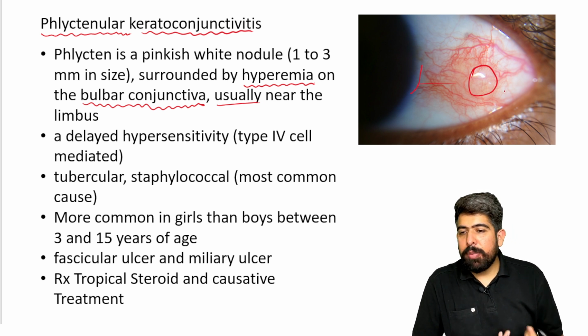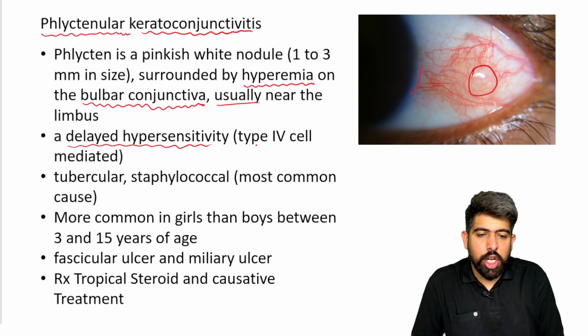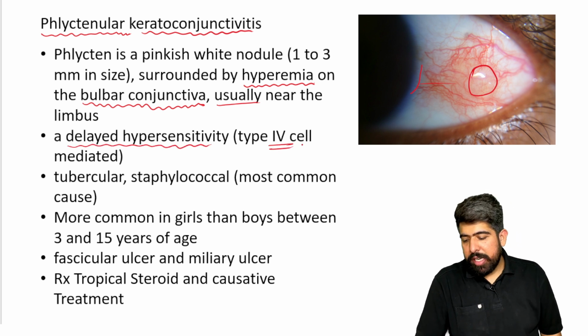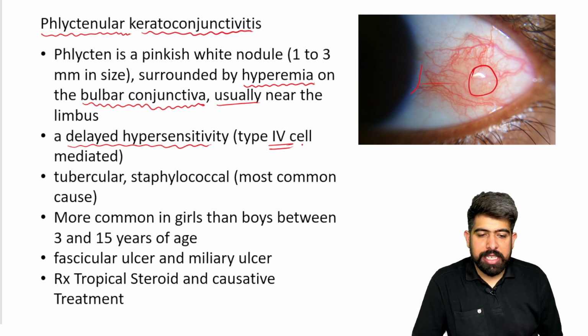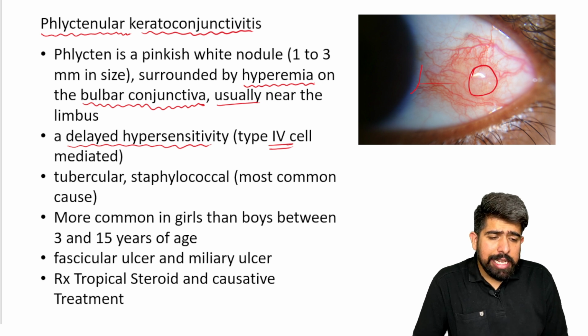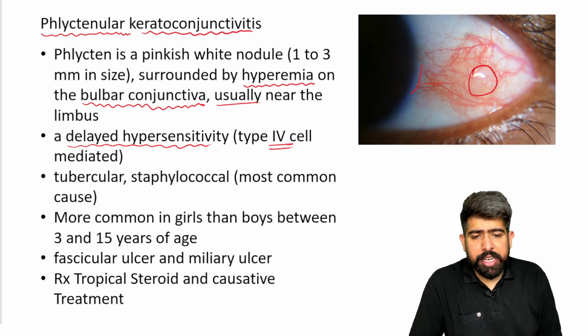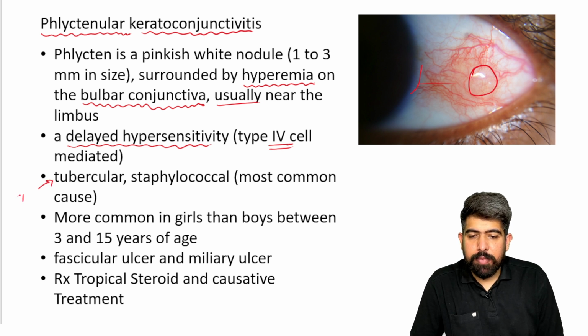And what type of hypersensitivity is this? Please remember, it is a delayed type of hypersensitivity. It means it is type 4 cell-mediated hypersensitivity that is seen in this condition. Please understand, which disease is it seen in? What is the cause of it? The most common cause, if we are talking about India, is tuberculosis.